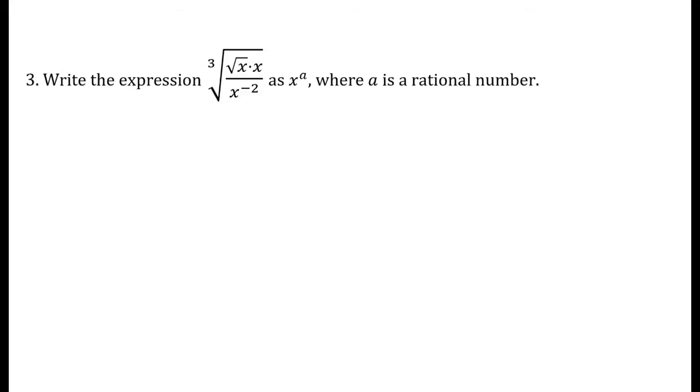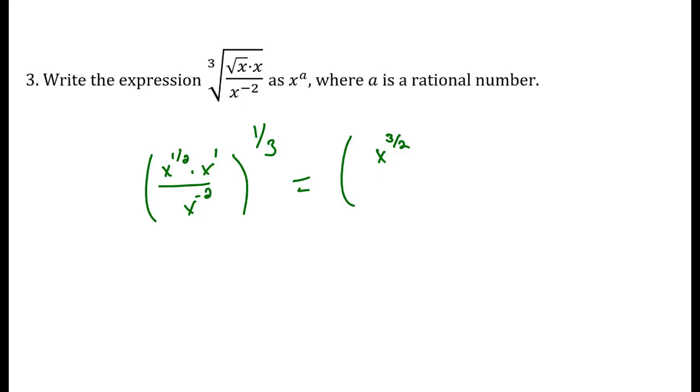Number 3, write the expression as x to the a, where a is a rational number. So I somehow want to collapse all of this down to x to some power. Working my way in, I see I have a big cube root. Well, a cube root is a 1/3 power. That square root is a 1/2 power times x over x to the negative 2. Inside in the numerator there, 1/2 plus 1 gives me x to the 3/2 over x to the negative 2, to the 1/3.